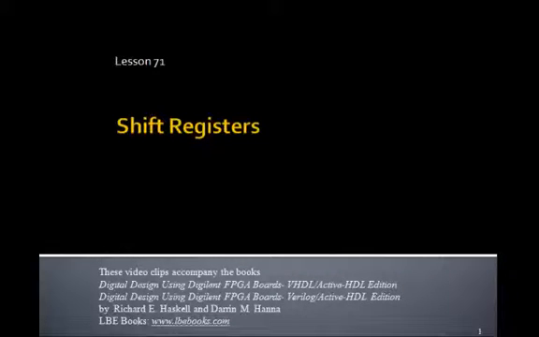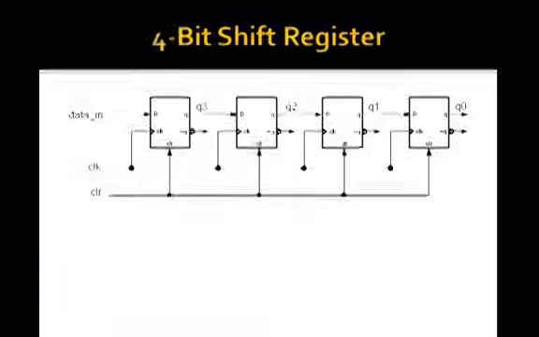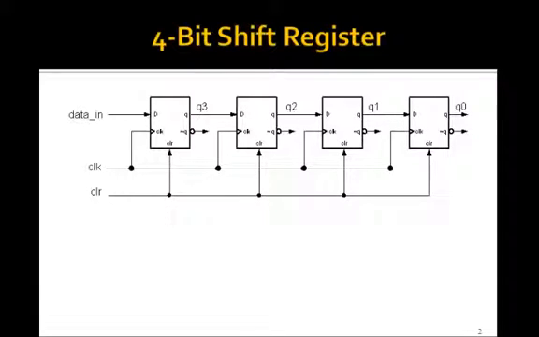This is lesson 71 on shift registers. Here's an example of a 4-bit shift register made up of 4 D flip-flops connected serially, where the output of one flip-flop becomes the input to the next one. Notice there's a common clock and a common clear.